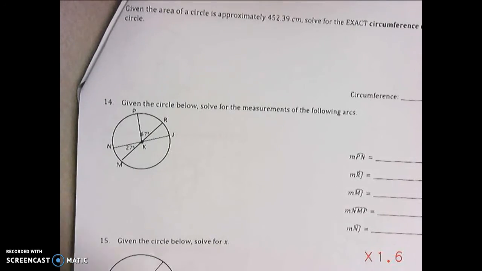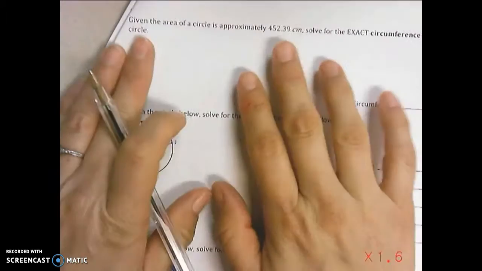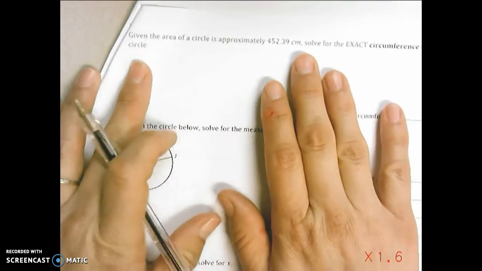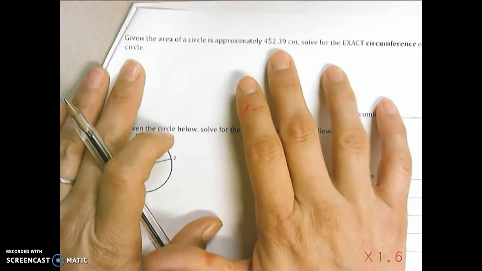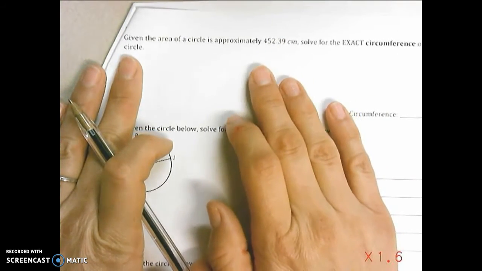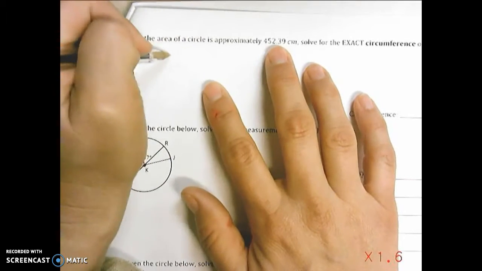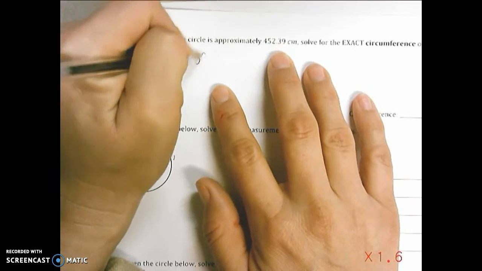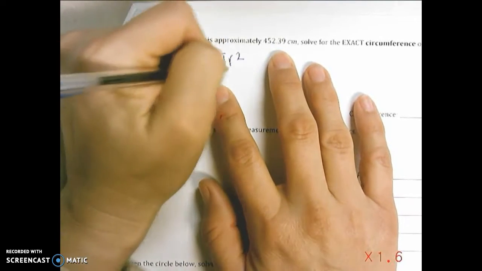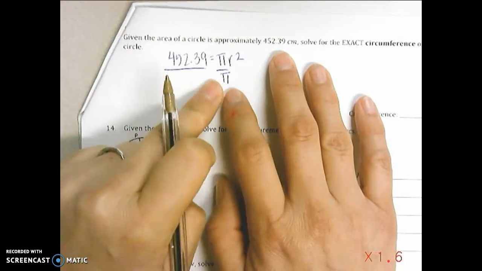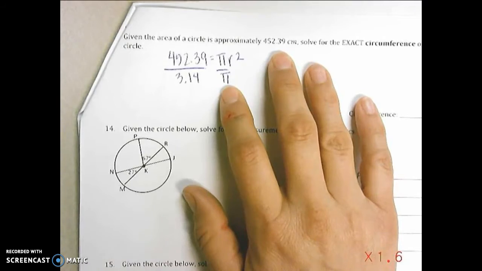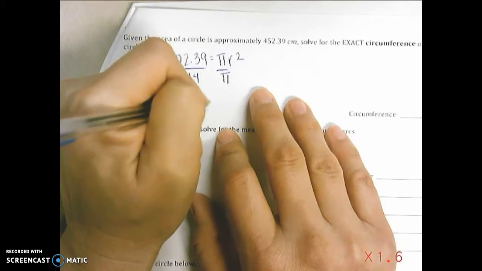Okay, it says given the area of a circle is approximately 452.39 square centimeters, approximately, so that means they multiplied pi in it. Solve for the exact circumference of the circle. All right, well, since they're giving me my area, I'm going to set that equal to pi times my radius squared. The first thing I'm going to do is divide by pi. And remember, we're not using the symbol this time, so we're going to divide it by 3.14. When I do that, I'll get 144 equals my radius squared.